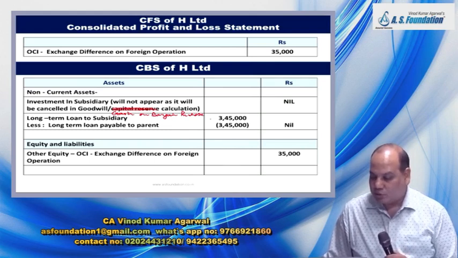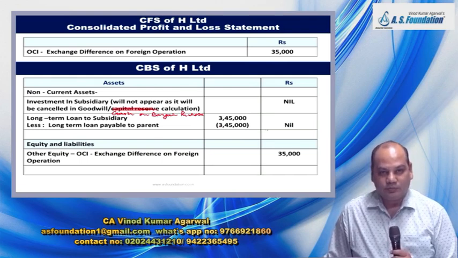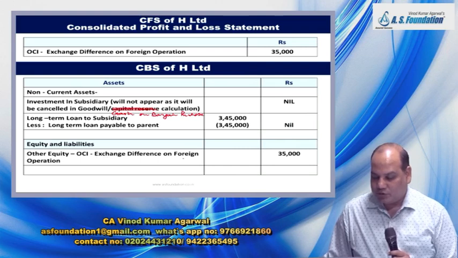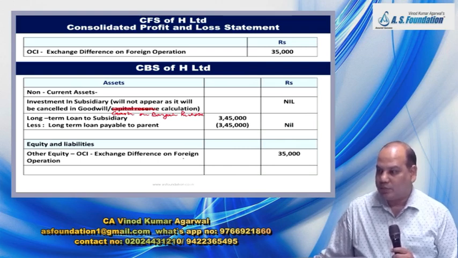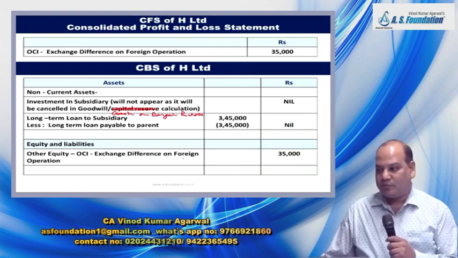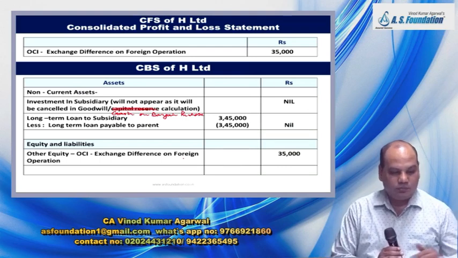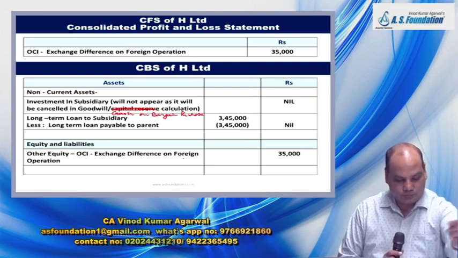Then long-term loan to subsidiary will also get cancelled. Intra-group transaction will be cancelled against long-term loan payable to parent. Nil. And in equity and liabilities, in other equity, OCI, exchange difference on foreign operation will appear 35,000. Okay.